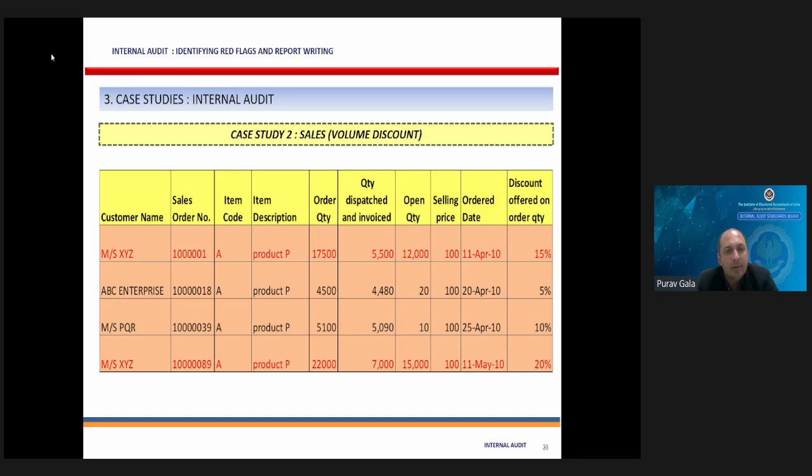Anyone else? It's the same as earlier: incorrect discounting principle set in the system. It should be on actual dispatch. Right. Anyone else think?